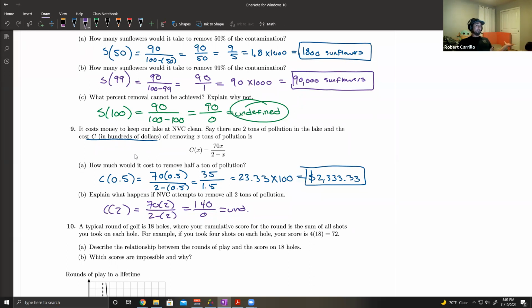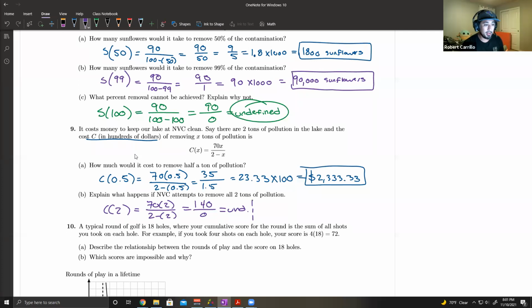So if it costs $2,333 to remove half a ton, how much more would it cost to remove 2 tons? So it's just four times that much. Well, you can say 4 times a lot. How about we just say it would cost a lot more? That's it.